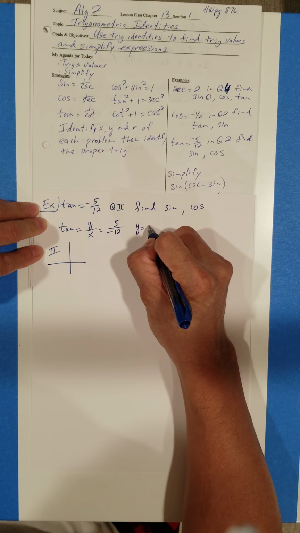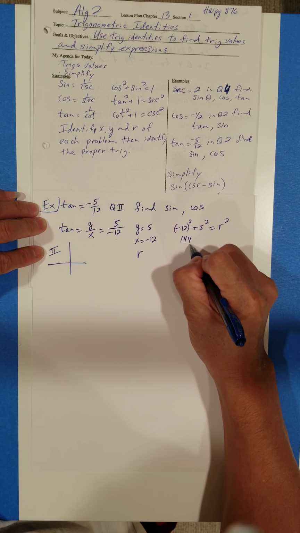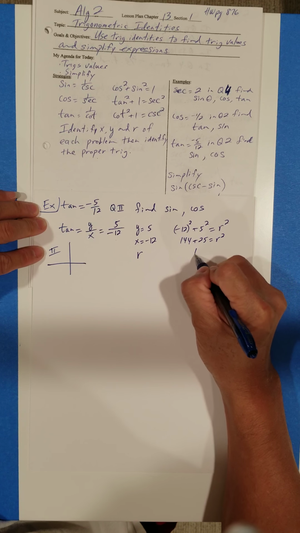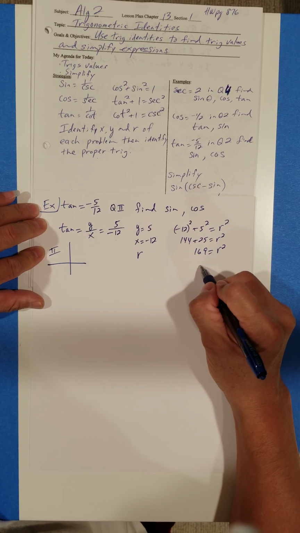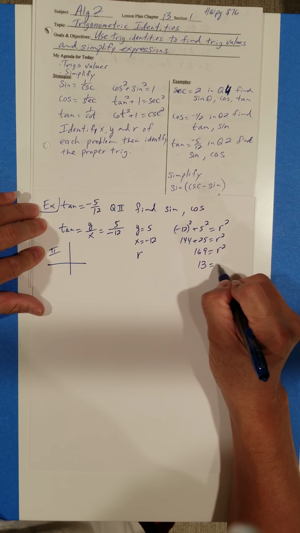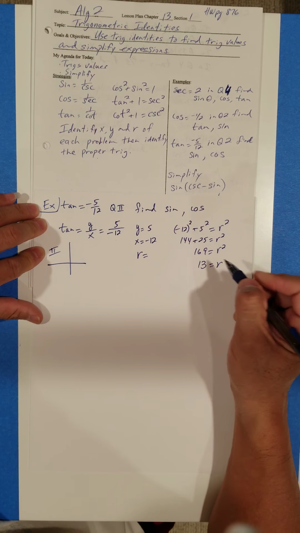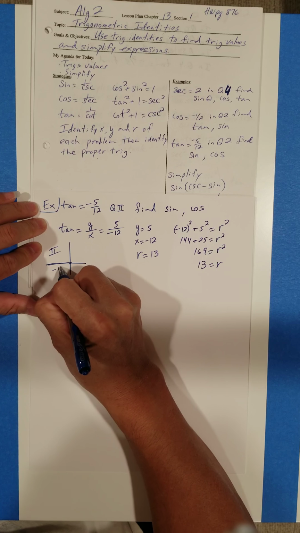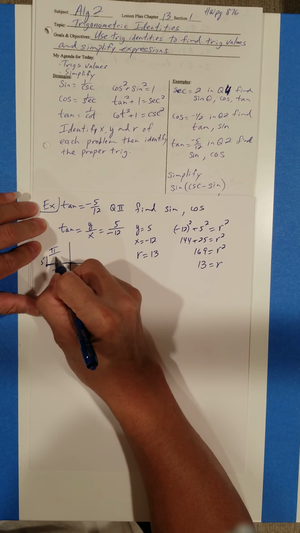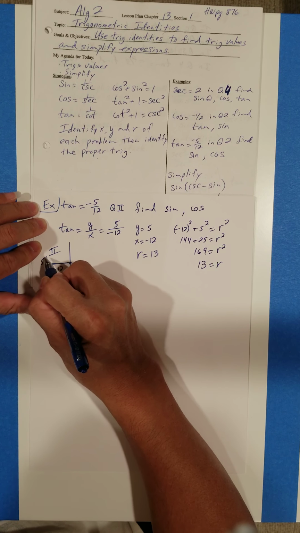And so let's find R. -12 squared plus 5 squared equals R squared. 144 plus 25, R squared. 169 equals R squared. We square root both sides, and 13 equals R. You don't have to worry about R being positive or negative. R is always positive. R is a distance. So R is 13. This means our triangle goes left 12 units, -12, goes up 5, and has a diagonal of 13. So no big deal.